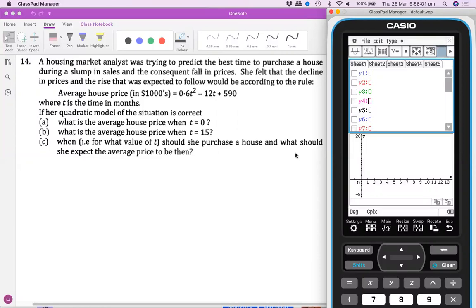A housing market analyst was trying to predict the best time to purchase a house during a slump in sales and the consequent fall in prices. She felt that the decline in prices and the rise that was expected to follow would be according to this rule, noting that these numbers are in the thousands. So this is 590,000, where T is time in months. If her quadratic model of the situation is correct, what is the average house price when T equals 0? What's the average house price when T equals 15? And for what value of T should she purchase a house, and what should she expect the average price to be then?